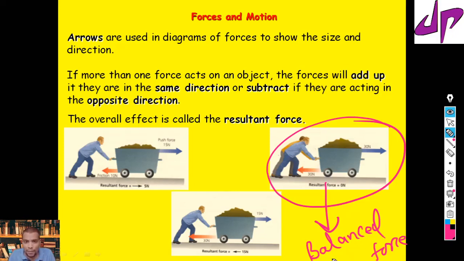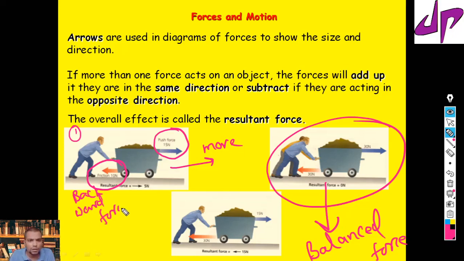Now opposite to the balanced force is the unbalanced force. Take this first figure. The forward force is 15 Newton and the backward force is 10 Newton. In this case, the forward force is more than the backward force. What do you think, are they equal? No, they are not equal. So we can say this is an unbalanced force.